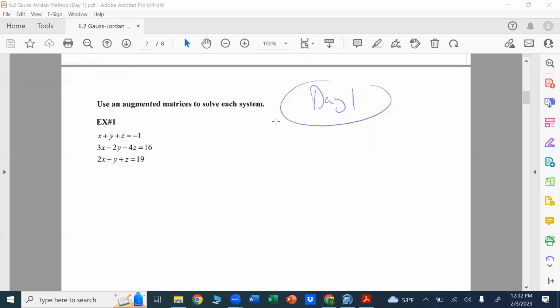So here's, actually, you should at least write this down first. What you're going to do is create an augmented matrix.